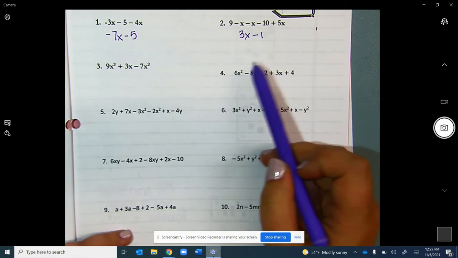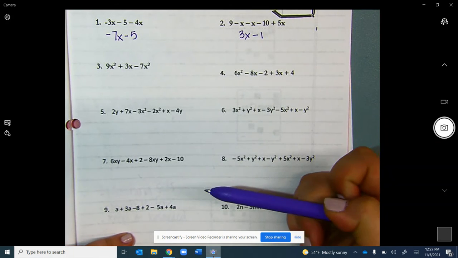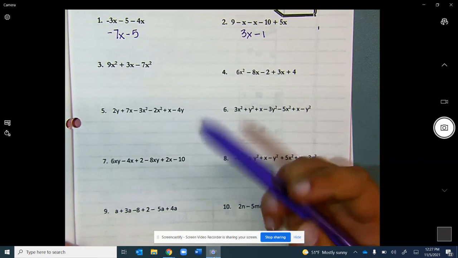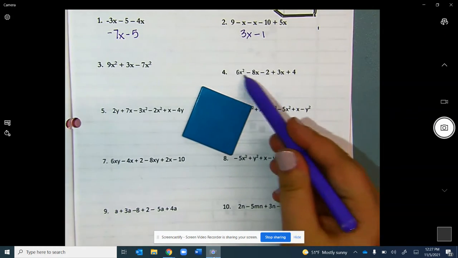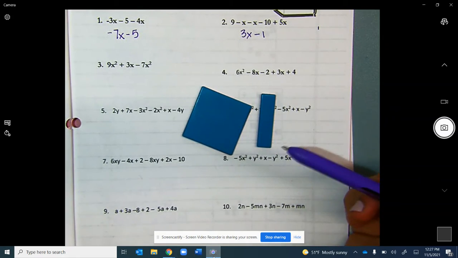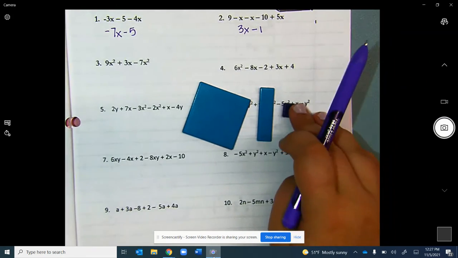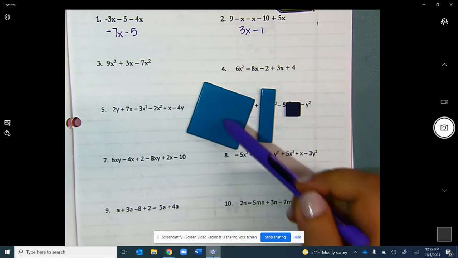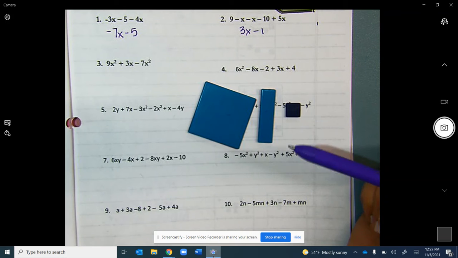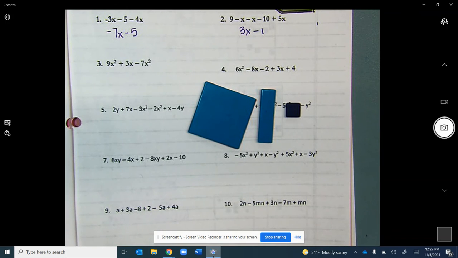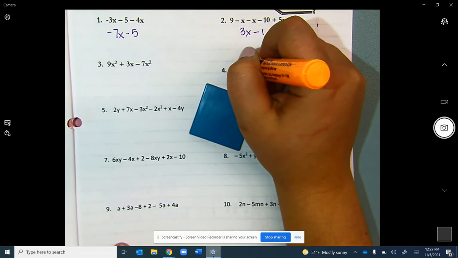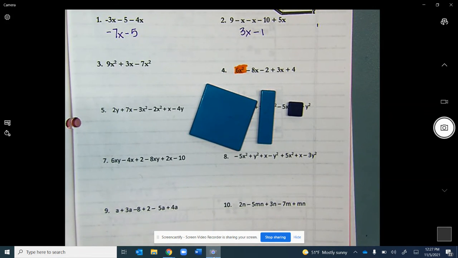So if I were to model this with tiles, how many different tiles would I need? You should be saying 3 because I will need an x squared, I'll need x's, and I will need 1's. I'm not worrying about the positive or negative right now. I'm just worrying about which tiles I need. These are going to be each type of term in this. So I see for x squareds, I just have this 6x squared, which is going to stay by itself.